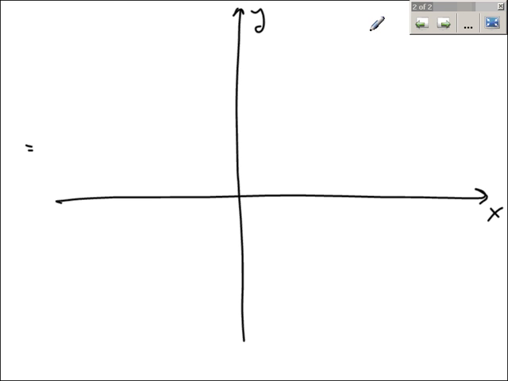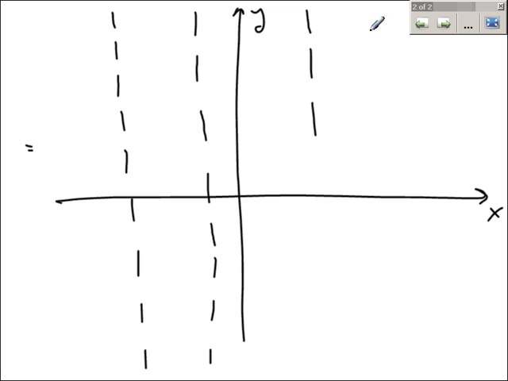Your graph had vertical asymptotes, say here, and say here, and say two others. What you need to do is find out what happens. So let's just label these A, B, C, and D.